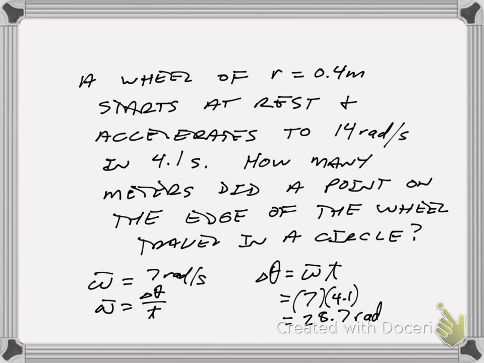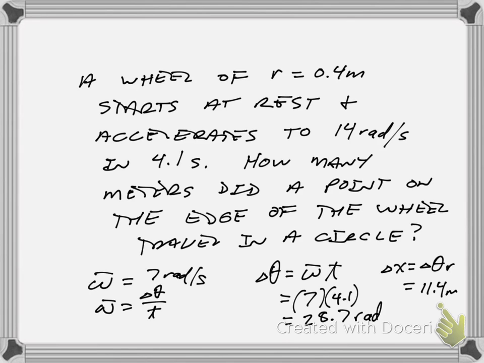And so rearranging for angular displacement, I get average angular velocity times time, which again was 7 times the time of 4.1. And that gives me 28.7 radians. So if it goes 28.7 radians, all that's left is to find out what linear distance that was. And so I use that last equation we just derived, which is that the linear distance equals the angular displacement times the radius. And that's 28.7 times the 0.4, and that tells me that it goes 11.4 meters.